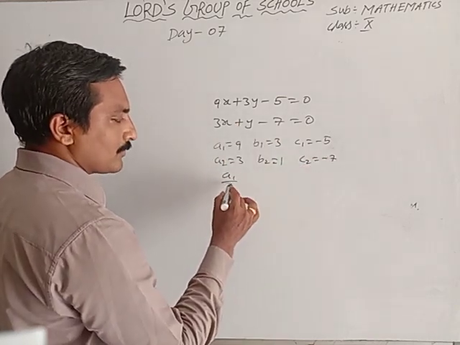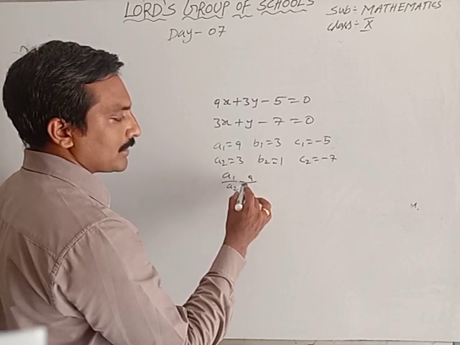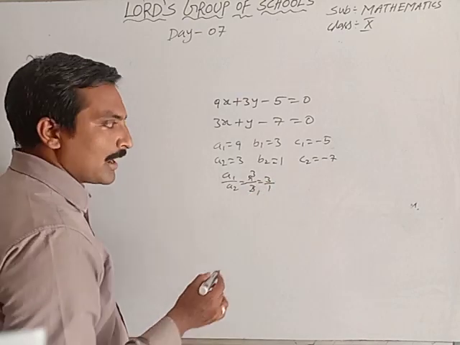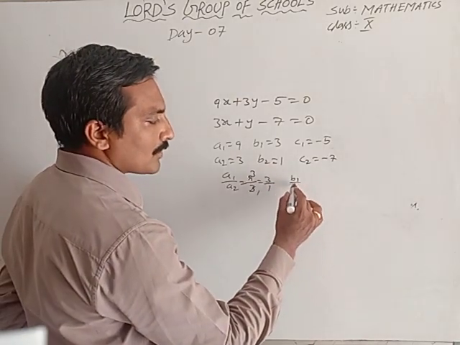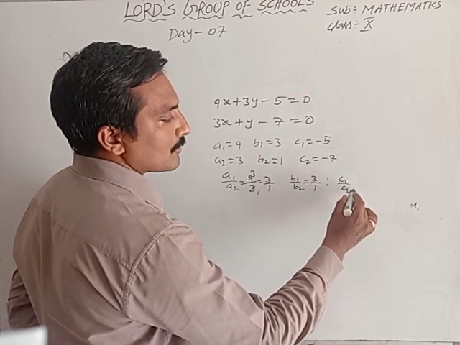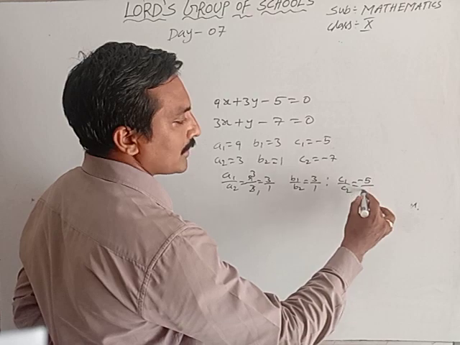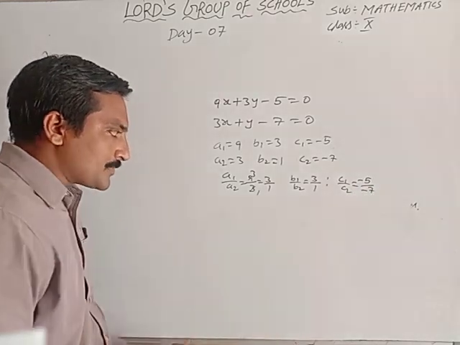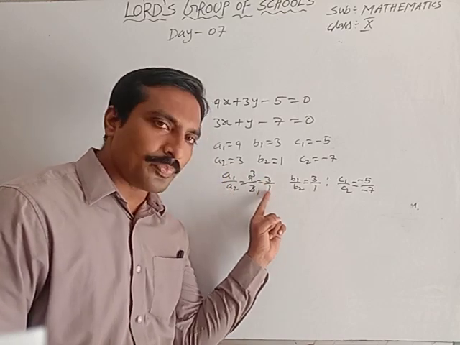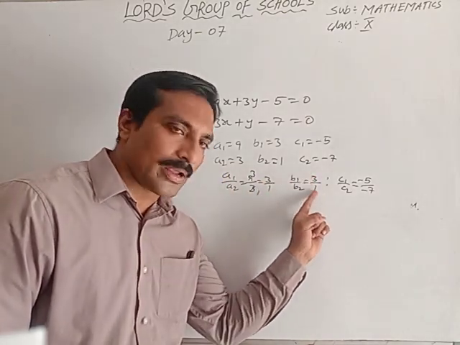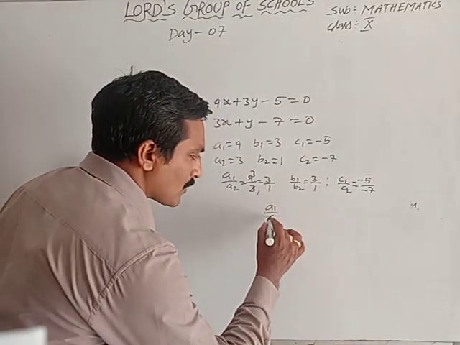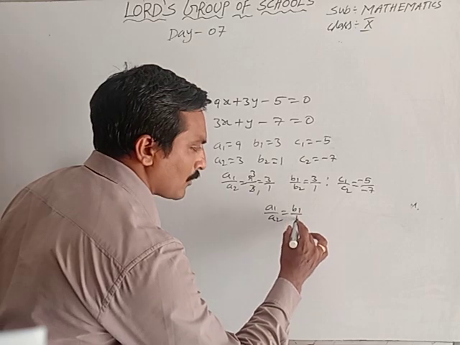First A1 by A2, 9 by 3: 3 ones are 3, 3 threes are 9, so you get 3 by 1. Next, B1 by B2 is equal to 3 by 1. Next, C1 by C2, minus 5 by minus 7. Now you have to observe A1 by A2 and B1 by B2. A1 by A2 value 3 by 1, B1 by B2 value also 3 by 1. That means these two are equal.